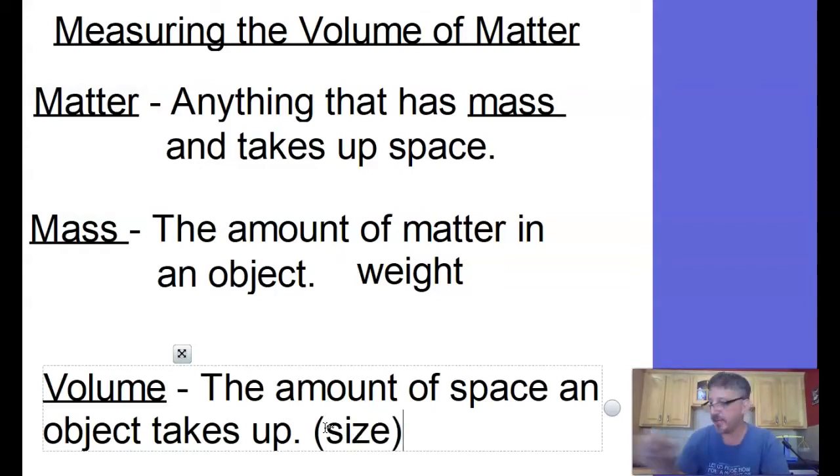And let me give you an example. I have two lamps here. One is larger than the other, so this lamp has more volume than this lamp because it is larger.